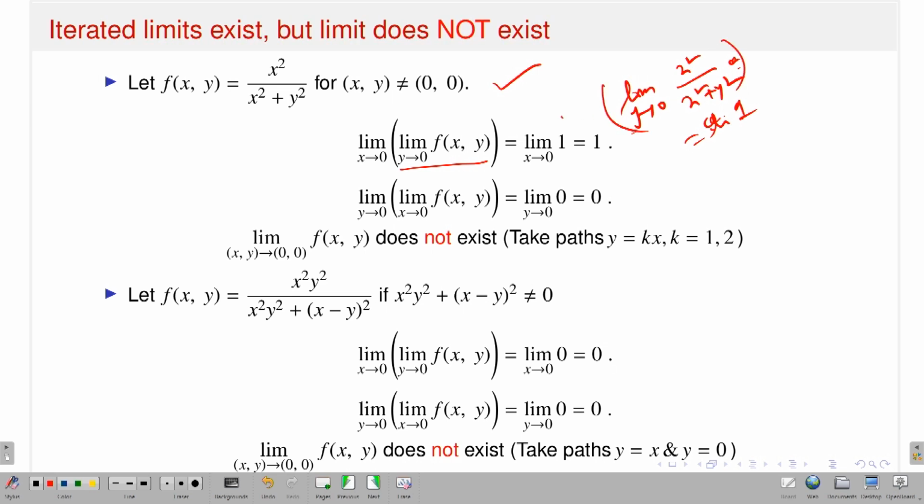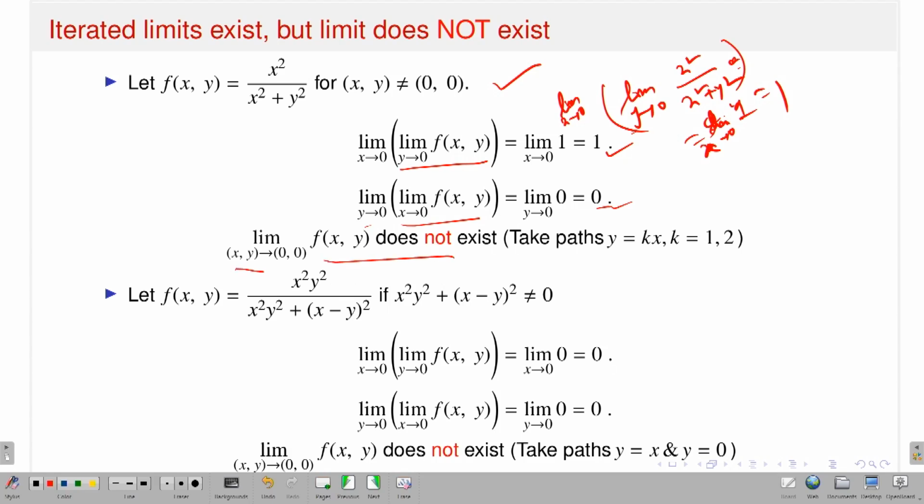Now if I take the limit as x approaches 0, then this is 1. What will happen with the other one? Suppose I take the limit as x approaches 0 first, then by looking at the function it goes to 0, and therefore the limit as y approaches 0 is 0. So both iterated limits exist: the first value is 1, the second value is 0. But let's see whether the double limit exists or not.